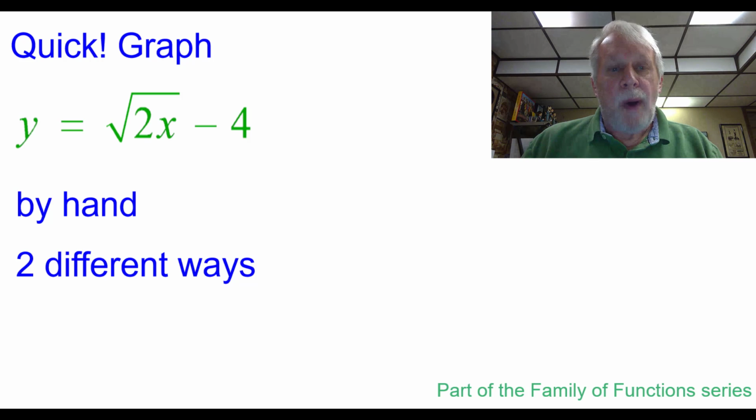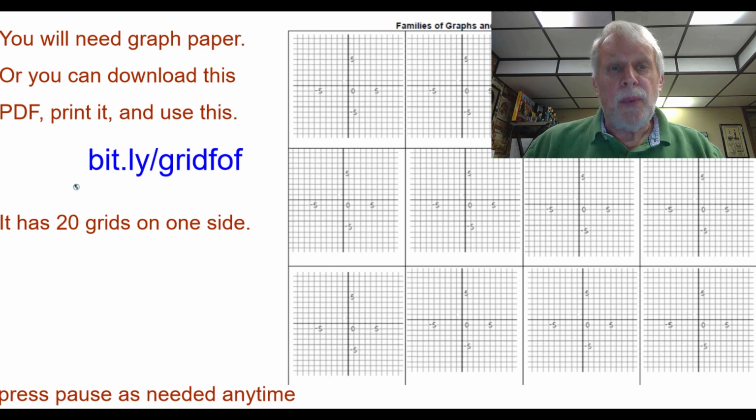Quick, graph y equals the square root of the quantity 2x minus 4 by hand 2 different ways. This is part of the family of functions series. You will need graph paper, or you can download this PDF and print it, and press pause as needed anytime during the video.